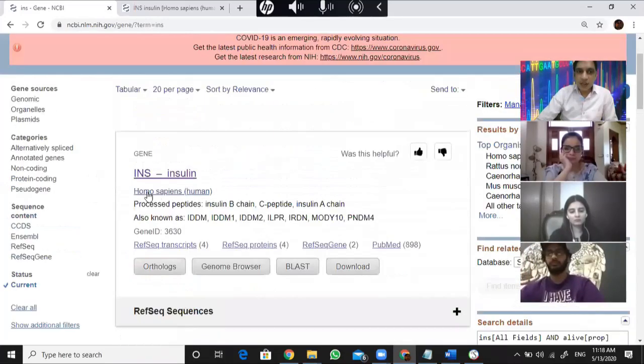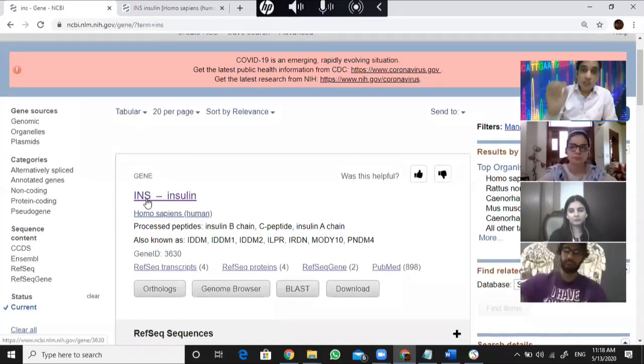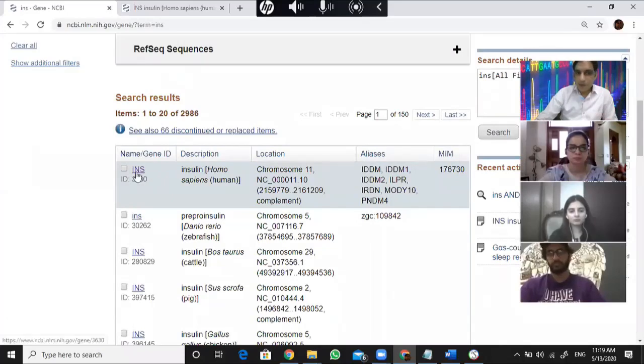When a gene name is written in caps, like this one, INS, most probably they are talking about the human gene. When the first letter is in caps and the remaining are small letters, that means they are talking about mouse. But if all are caps, they're talking about humans. So we should go to INS in caps, which is insulin in Homo sapiens. This is the chromosomal location, somebody asked me the other day. We will talk about this later on, with some additional information. So I will click on INS.